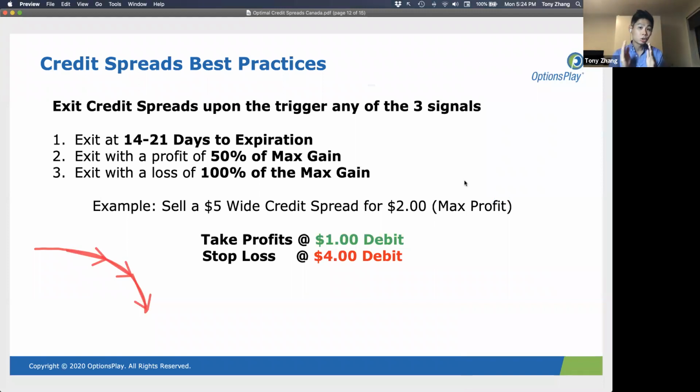Now, you can cut losses sooner, but what we tend to find is that many times you might be stopped out only to find that if you had stayed in the trade, you would have still been profitable. So that's why you don't want to cut your losses too quickly.